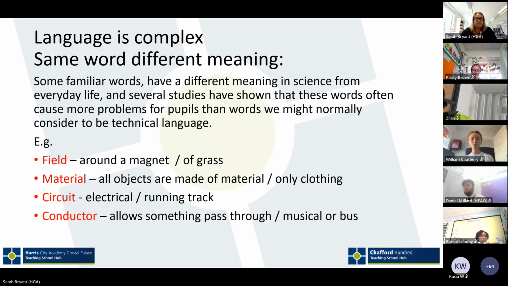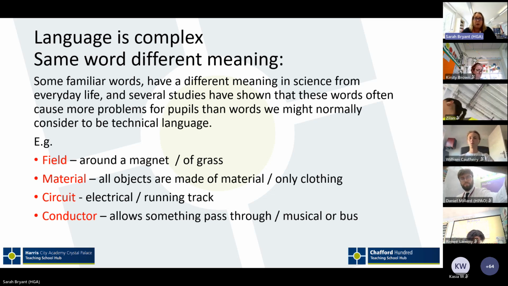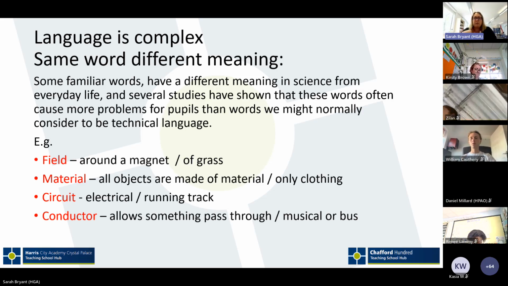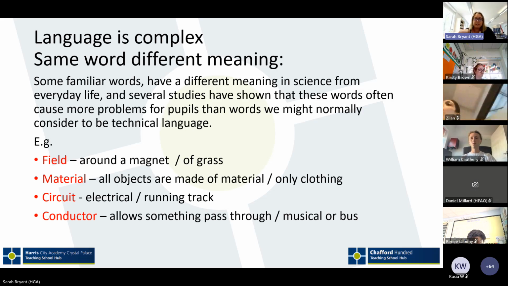Material. And this we learn in year 1 and 2. Remember, it's key stage 1 here. So a material is actually in science the objects, the material that all objects are made of. But most children in everyday life will use the word material relating to their clothing.